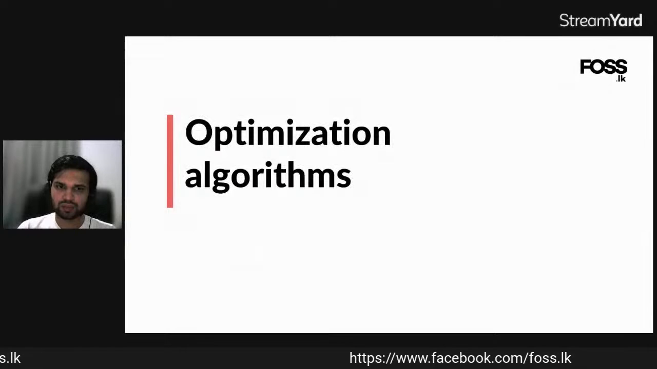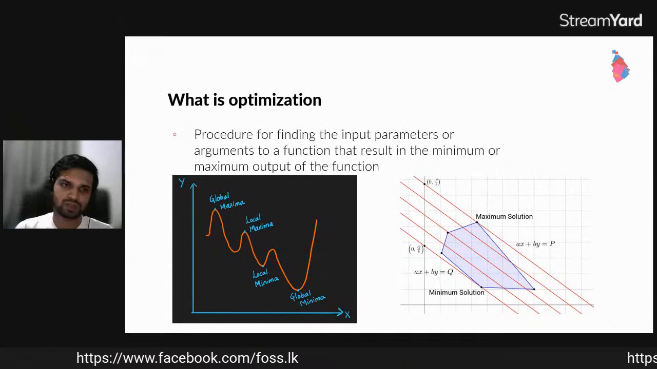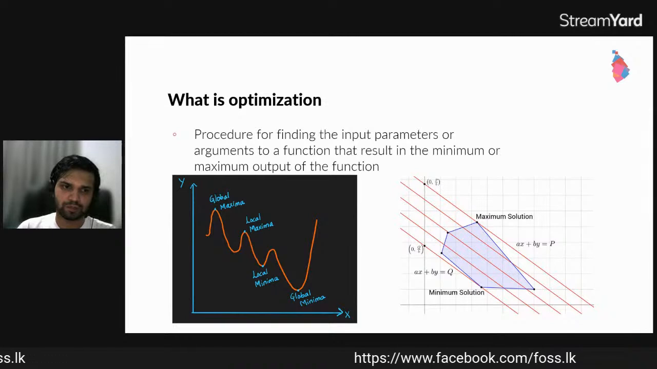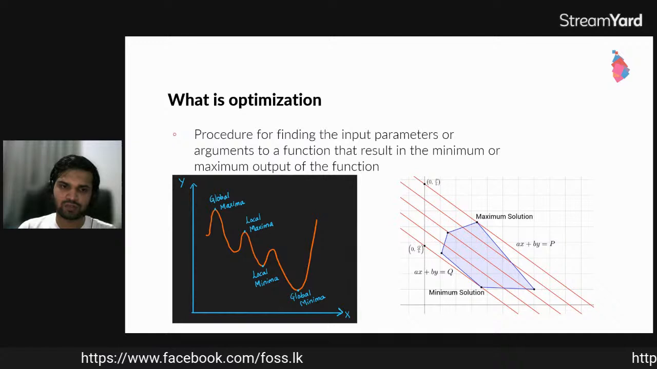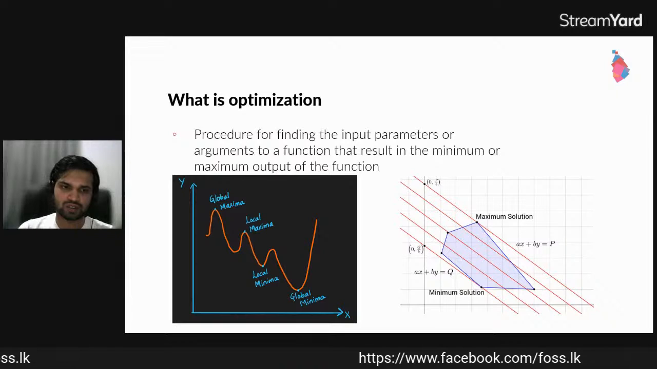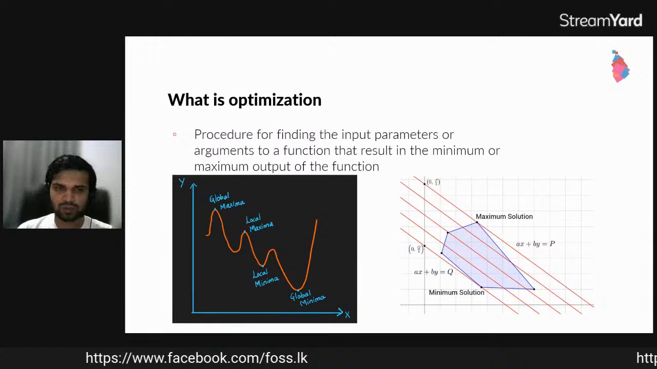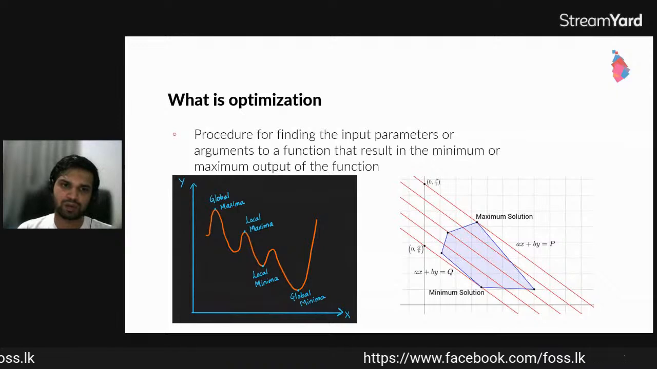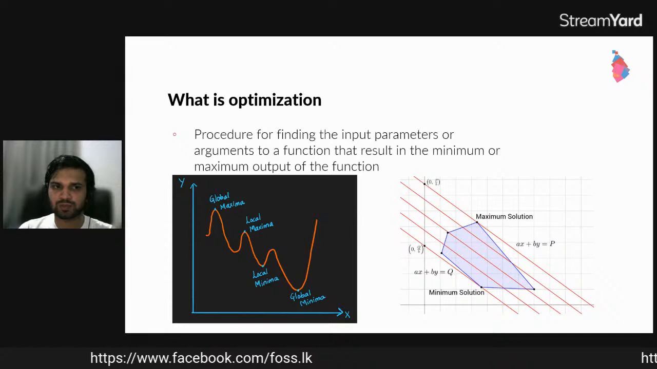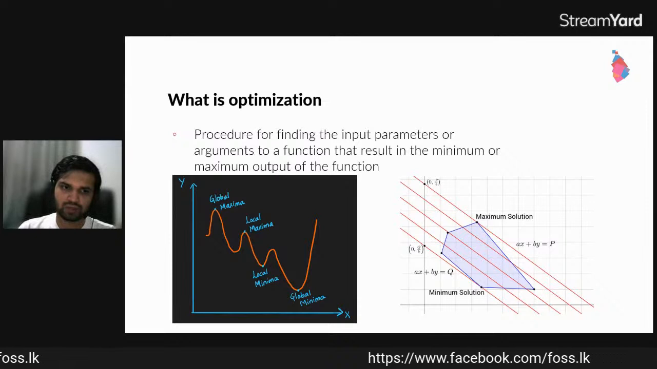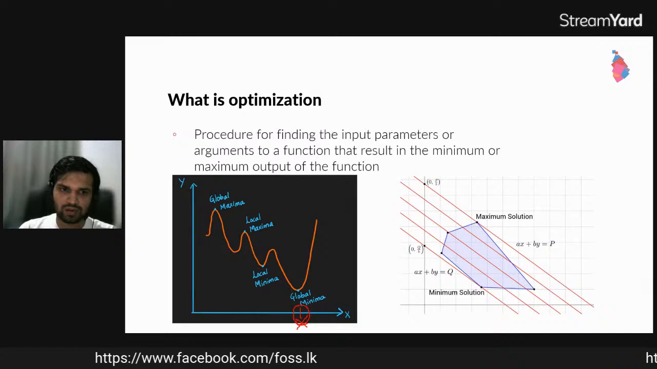Okay, so like I mentioned, there are different optimization algorithms. In very simple terms, if you need to find a global minimum in a function, optimization is finding the input parameters or arguments to a function that result in the minimum or maximum output of the function. So you need to find the parameters. In this case, the parameter is here. If you're finding the minimum, you need to find this value.